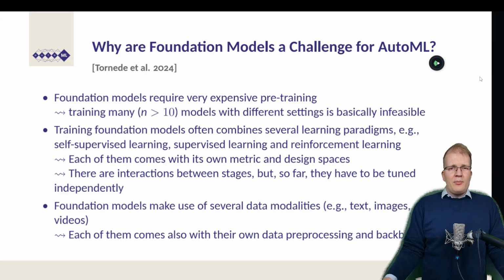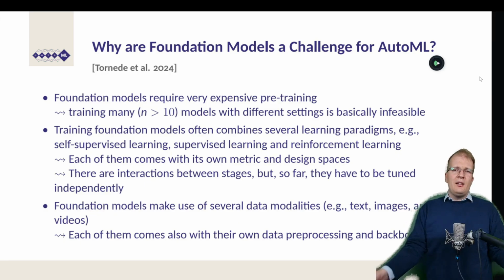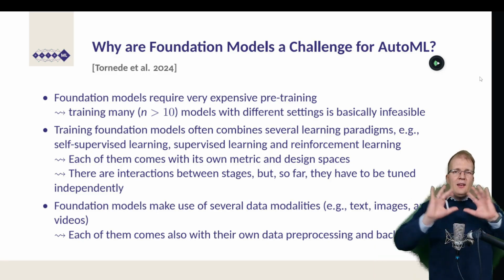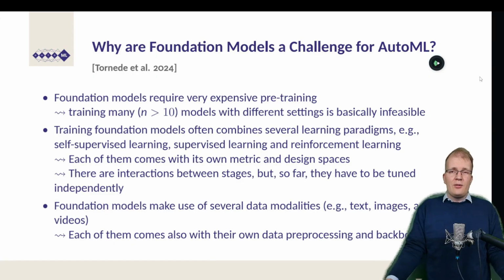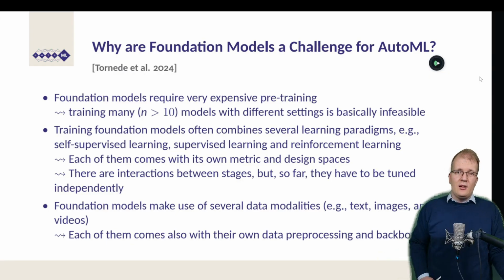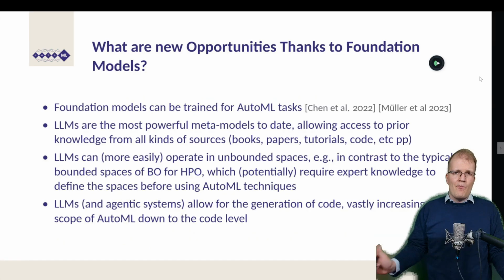And foundation models make use of several data modalities, right? We have seen the classical one, of course, text, but there could also be images, videos. People talk more about tables. And each of them comes with its own data preprocessing and its own backbone models. So combining them simply makes the entire design space AutoML could cover explode, right? That's tremendous, what we could actually combine and tune here.